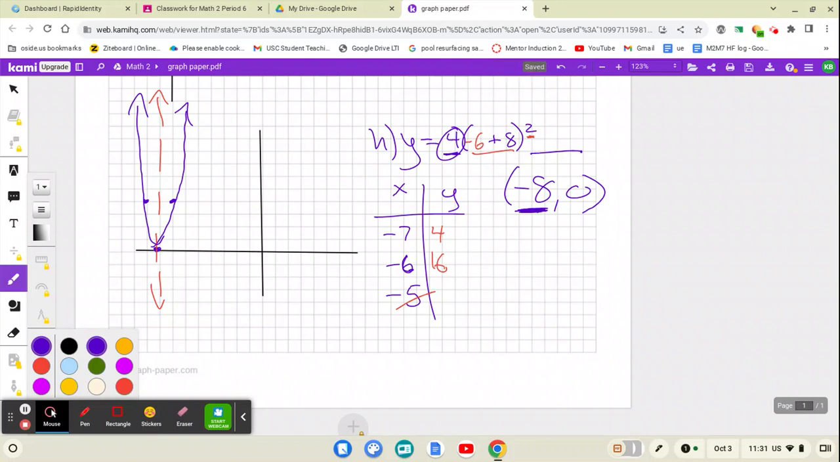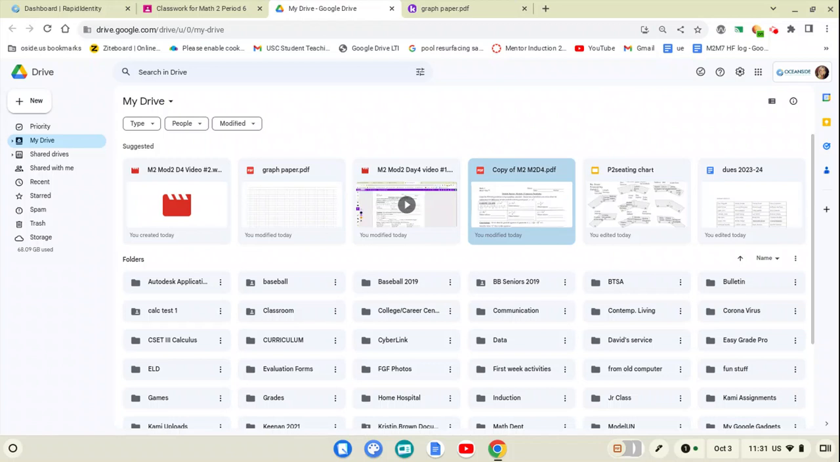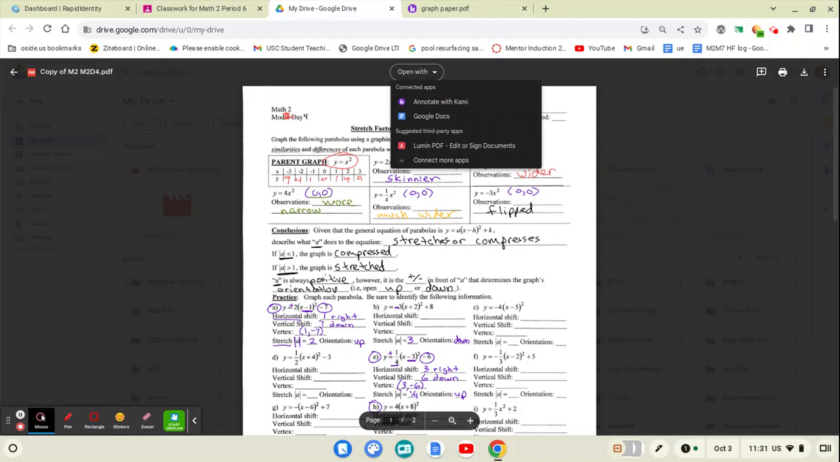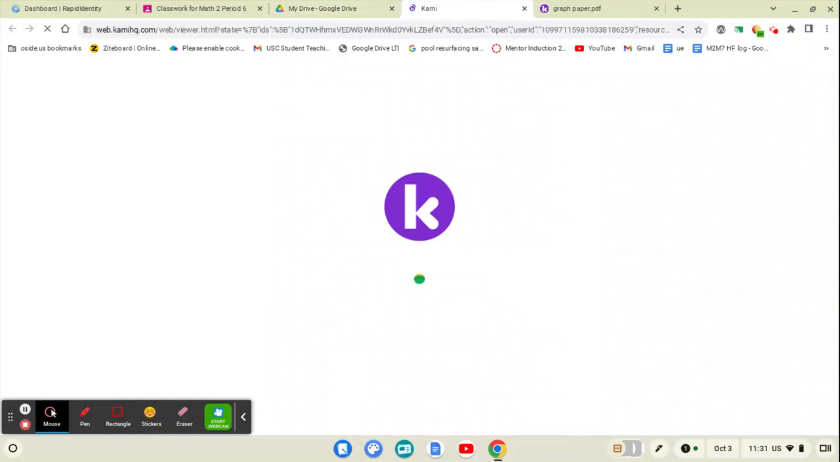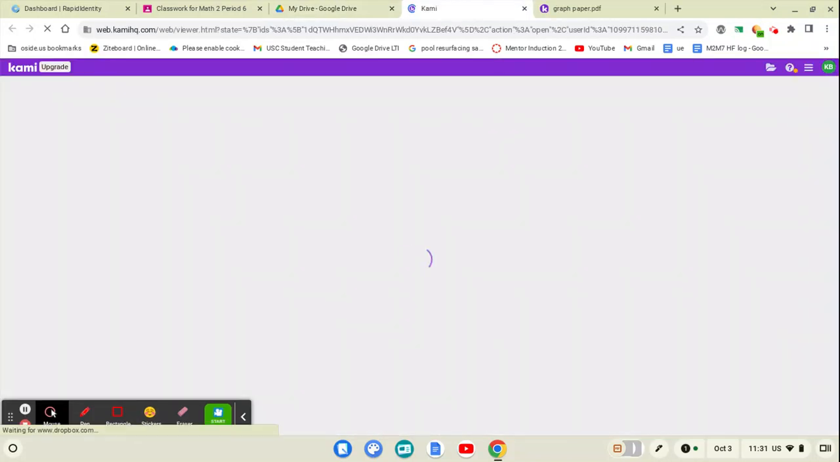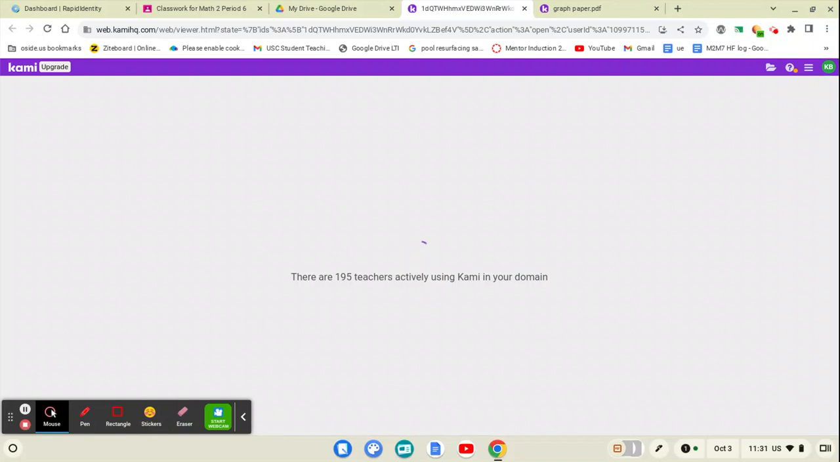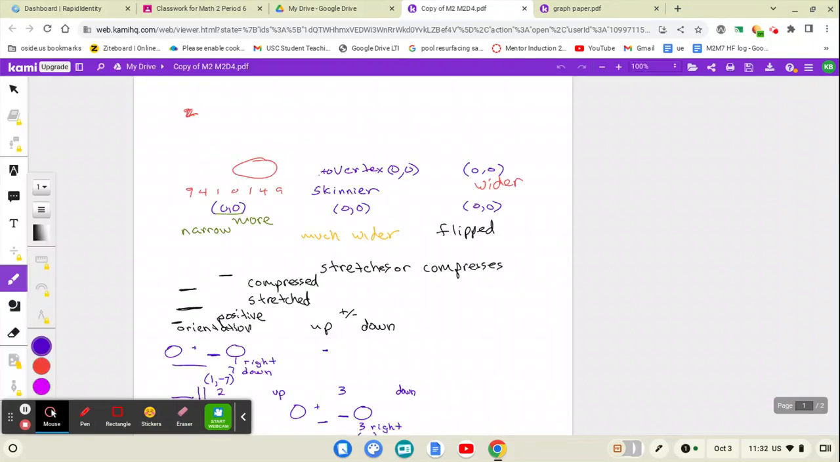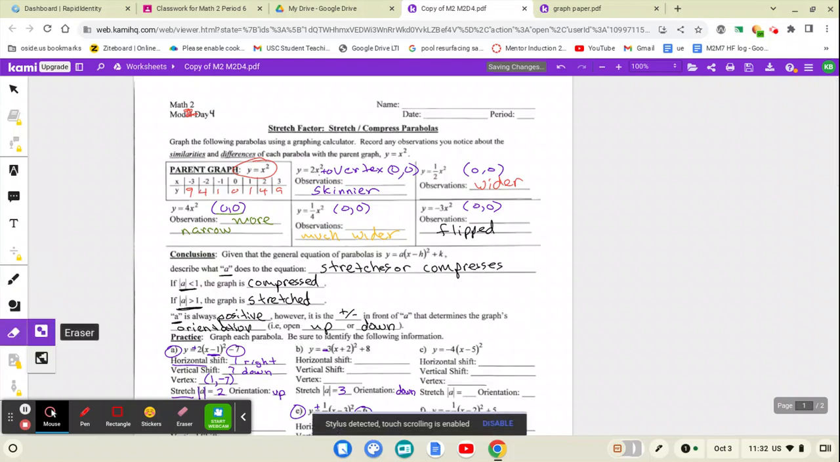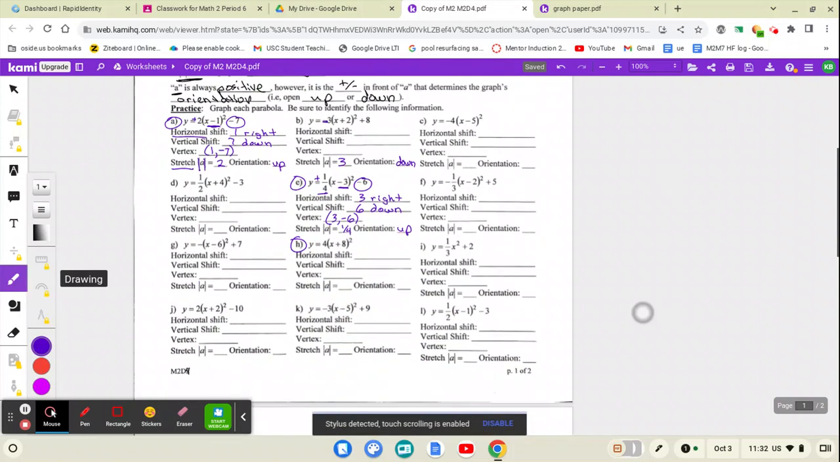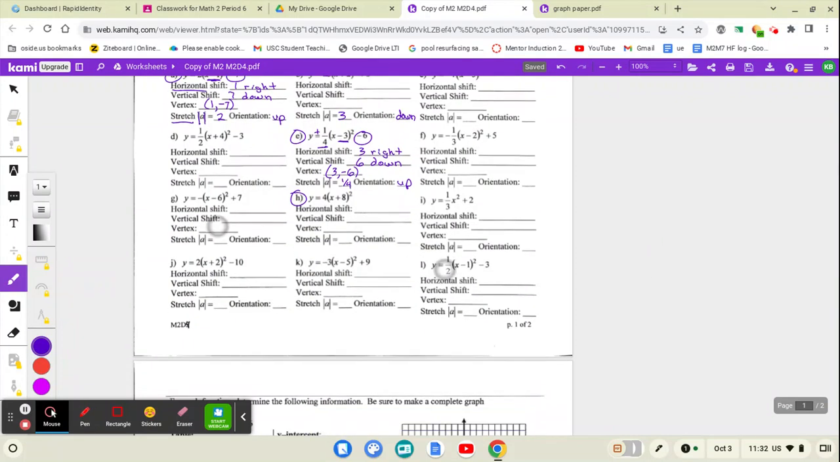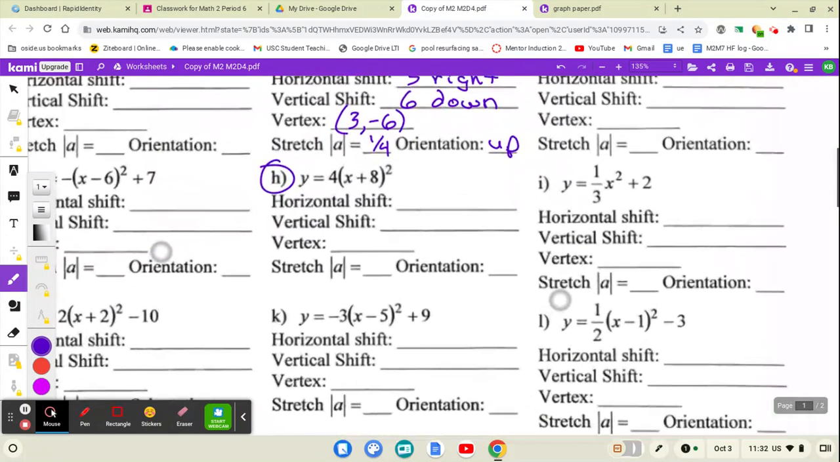Anyway, that was H on our sheet. Oops, let me pull up the sheet and see if we filled in our information for H. Open up, open with Cami. So H should have had information filled in. Waiting, loading. Okay, where are we? Oh, drawn lines randomly.